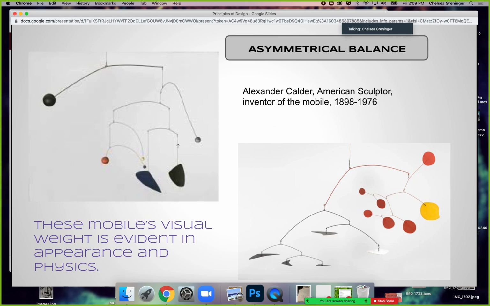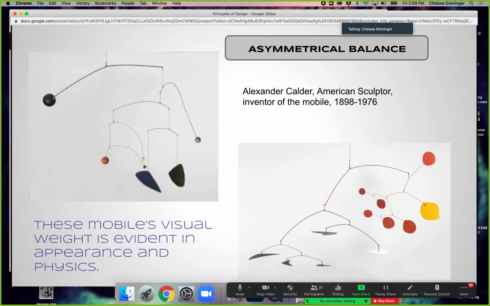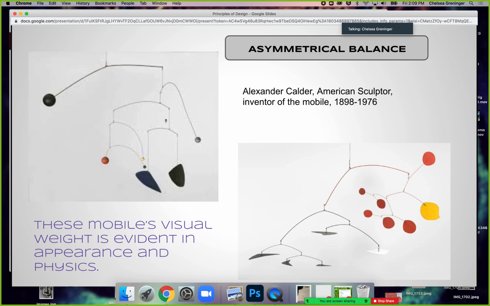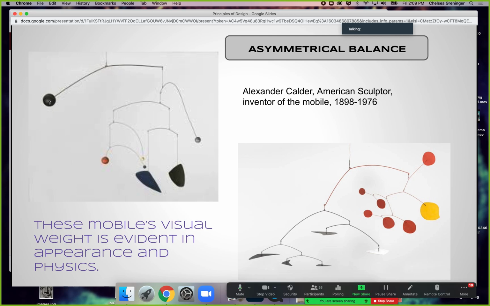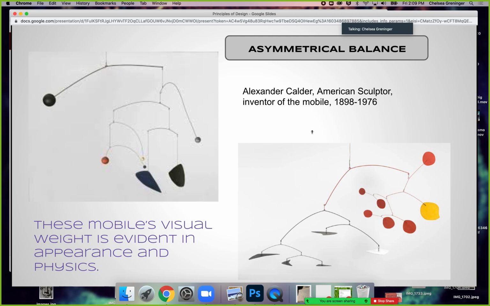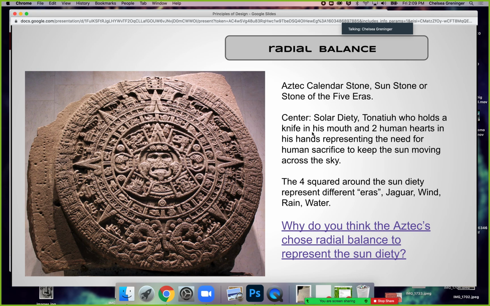So the piece on the left here is a really good example of visual weight. You see this dark dot? That is physically heavy enough to hold all of this up and balance it. But it's also visually heavy because it's a black dot and our eye goes to it. So these are examples of physical and visual asymmetrical balance.